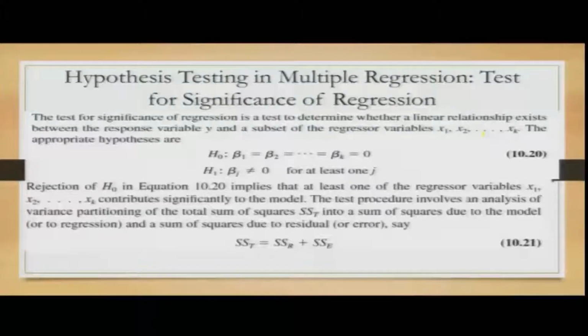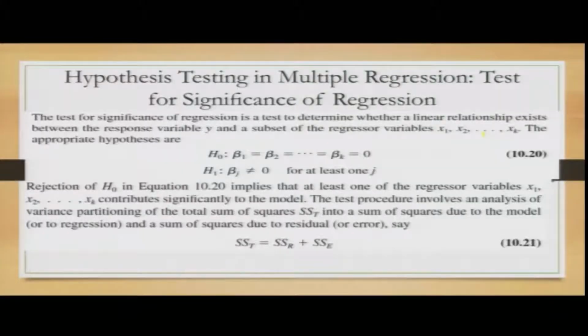That means they are not being affected. So, rejection of H naught in this equation implies that at least one of the regression variables x1 to x3 contributes significantly. If you are rejecting H naught, we will be taking cognizance of the fact that HA is true. So, if HA is true, that means one of the betas is definitely not equal to 0, which means that there is a linear relationship between y and that particular x.